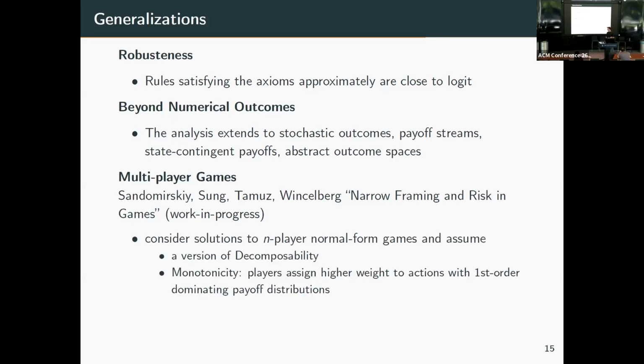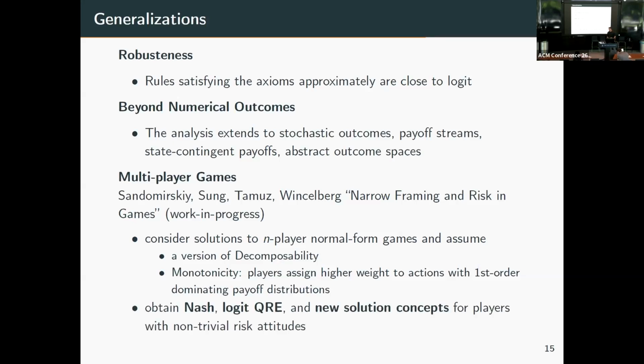So what we show is the following. If you look at n-player normal form games, and you look at a solution concept that assigns to each game a certain non-empty set of mixed strategies, you can define a version of decomposability, and you can define a version of monotonicity, which roughly speaking says that agents assign higher weight to those actions that generate first-order stochastically dominating rewards. And it turns out that as a result, we obtained Nash equilibrium, logit theory, and some new solution concepts for agents with non-trivial risk attitudes.